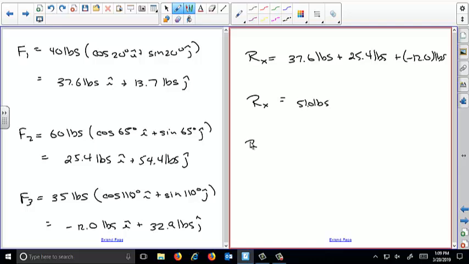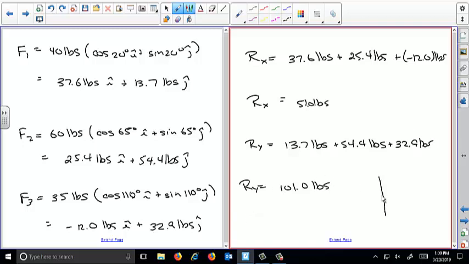Do the same thing in the y direction. So you'll have 13.7 pounds, that's the y component here, plus 54.4 pounds, plus 32.9 pounds. You add those together, 13.7 plus 54.4 plus 32.9 is 101.0 pounds. So those are my x and y components.